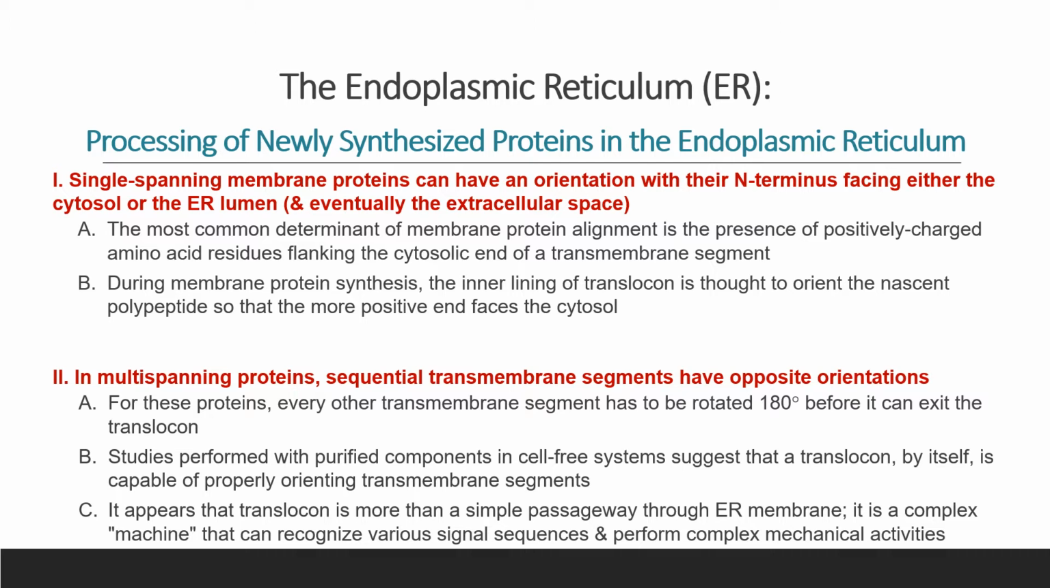In multi-spanning proteins, sequential membrane segments have opposite orientations. So for these proteins, every other transmembrane segment has to be rotated 180 degrees before it can exit the translocon. Studies performed with purified components in cell-free systems suggest that a translocon by itself is capable of properly orienting transmembrane segments. It also appears that the translocon is more than a simple passageway through the endoplasmic reticulum membrane; it is a complex machine that can recognize various signal sequences and perform complex mechanical activities.